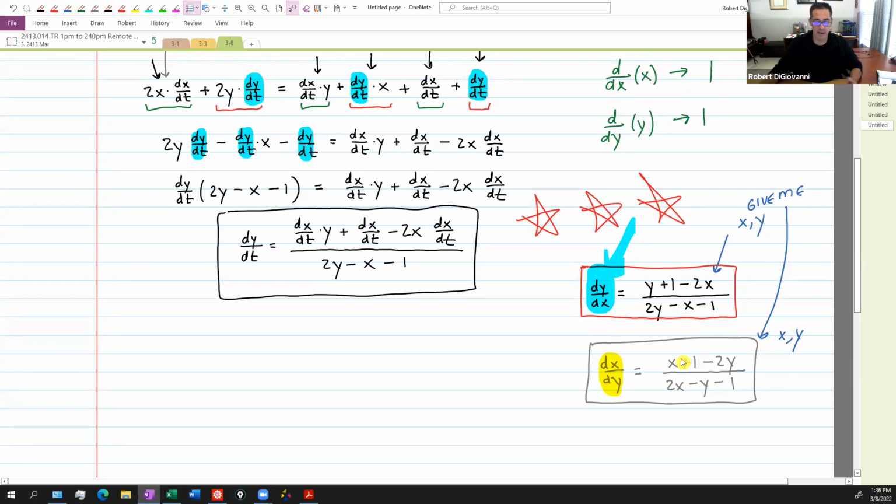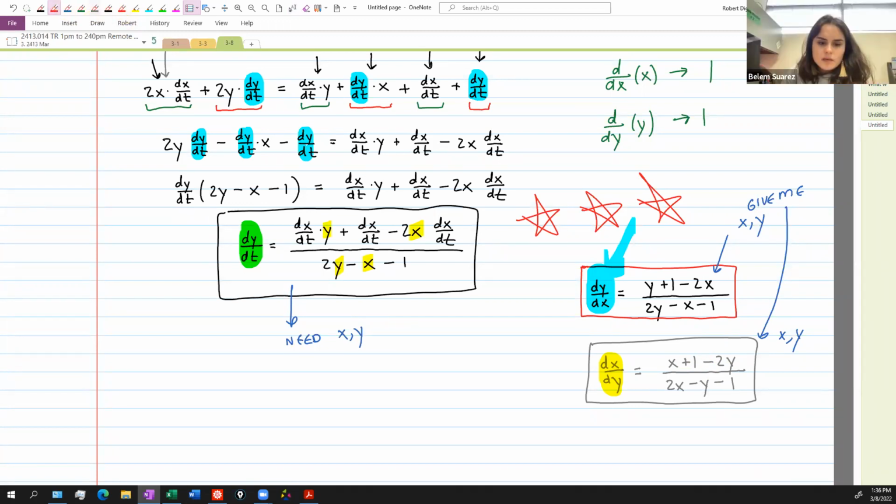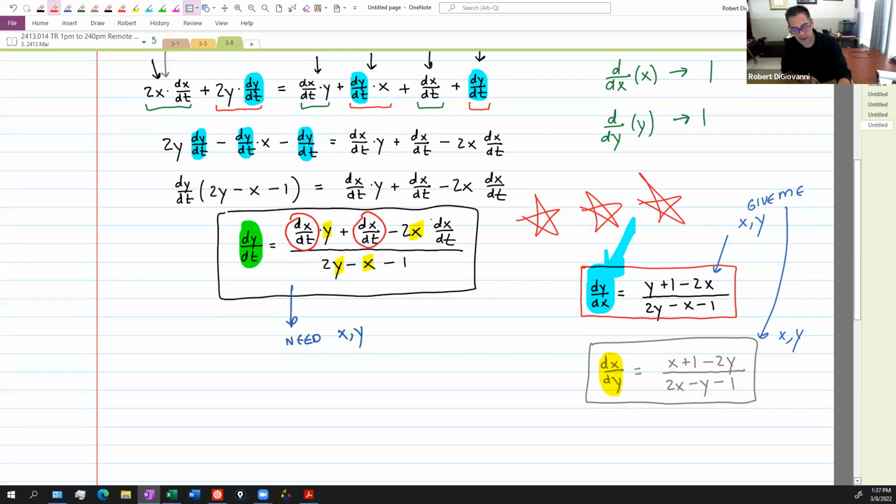This one is different. In order for me to tell you the rate at which y changes with respect to t, not only do you need x and y, you need x and y to determine that. What else do you need? t? You need this. You also need dx/dt. This is fundamentally different.